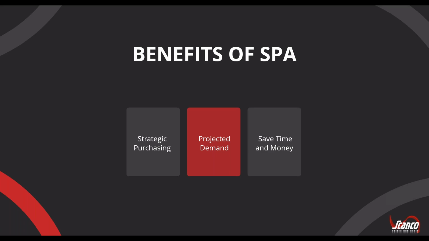Projected demand. A frequent need we heard was for projected demand, giving users the ability to see demand many months out so they can plan purchasing decisions more effectively and reduce or eliminate those stockouts and production delays. And then finally, saving time and money. By automating the procurement process with SPA, your purchasers have the tools and visibility to more efficiently evaluate needs, combine orders for quantity breaks, and save on freight or shipping costs.